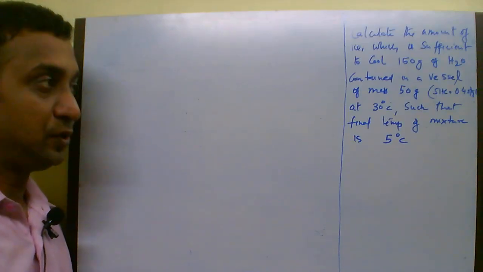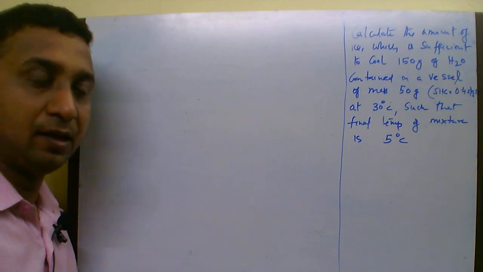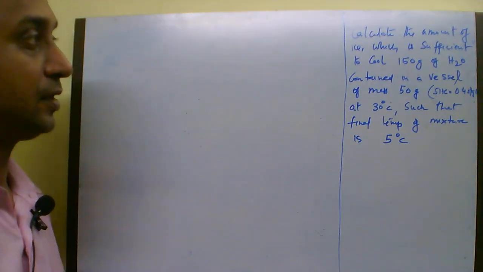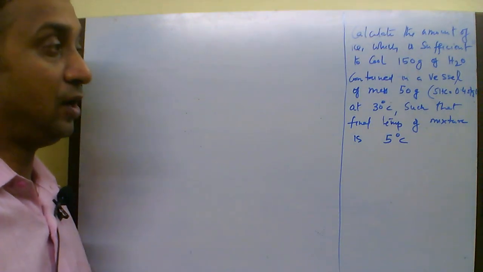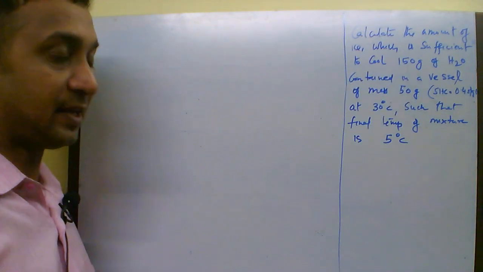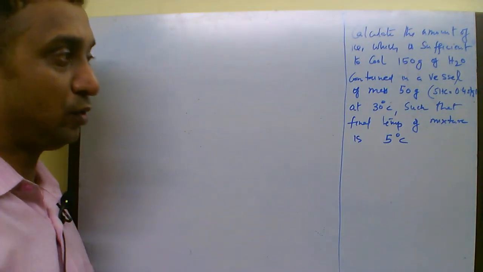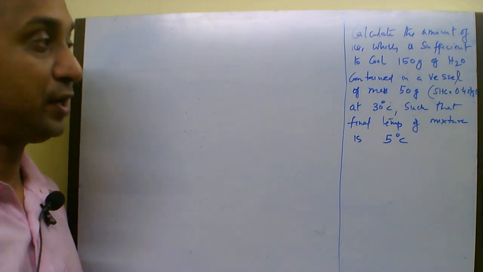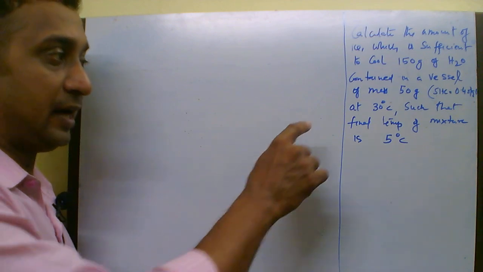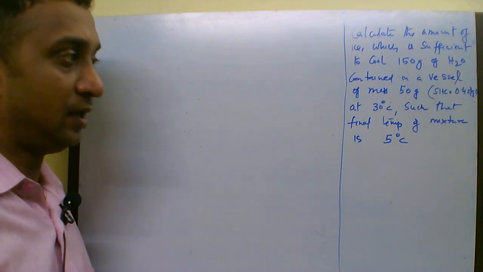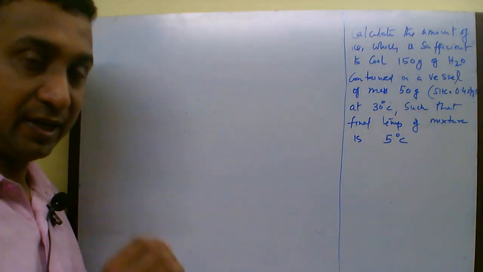Now let us discuss one numerical from the calorimetry chapter. Now here is one question. Calculate the amount of ice which is sufficient to cool 150 grams of water contained in a vessel of mass 50 grams whose specific heat capacity is 0.4 joules per gram per degree Celsius at 30 degrees Celsius, such that the final temperature of the mixture is 5 degrees Celsius.